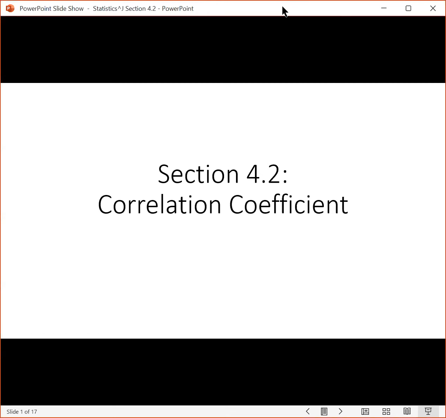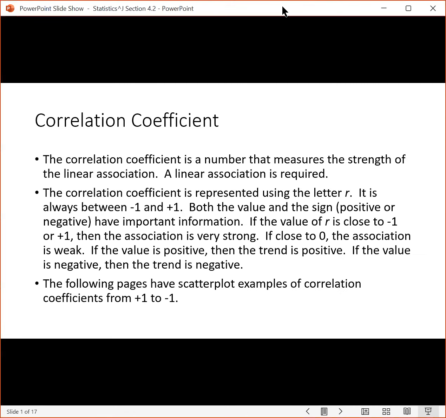Hello. In this video, we will cover section 4.2, which is on the correlation coefficient. The correlation coefficient is a number that measures the strength of the linear association. A linear association is required. The correlation coefficient is represented using the letter R. It is always between -1 and +1. Both the value and the sign, positive or negative, have important information.